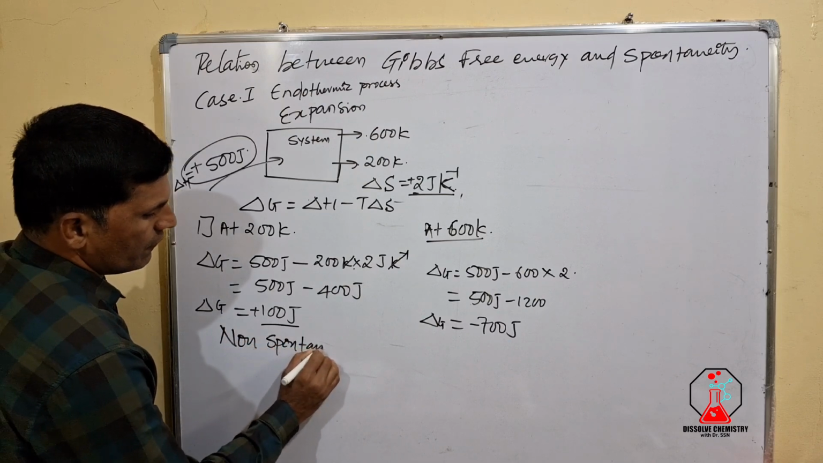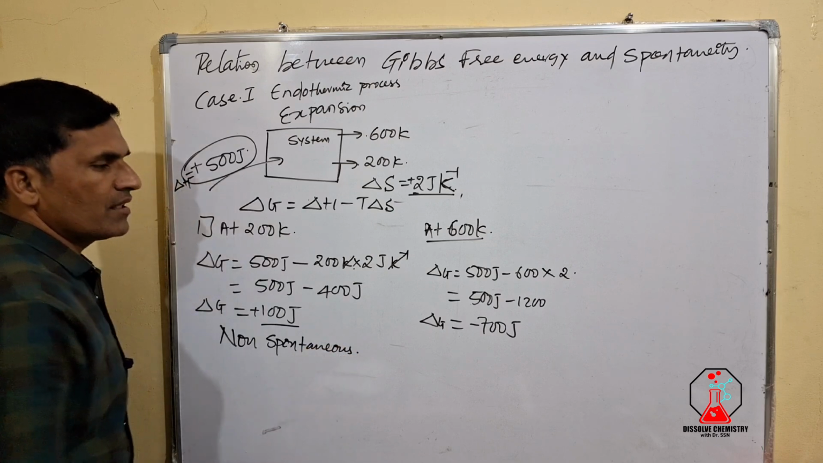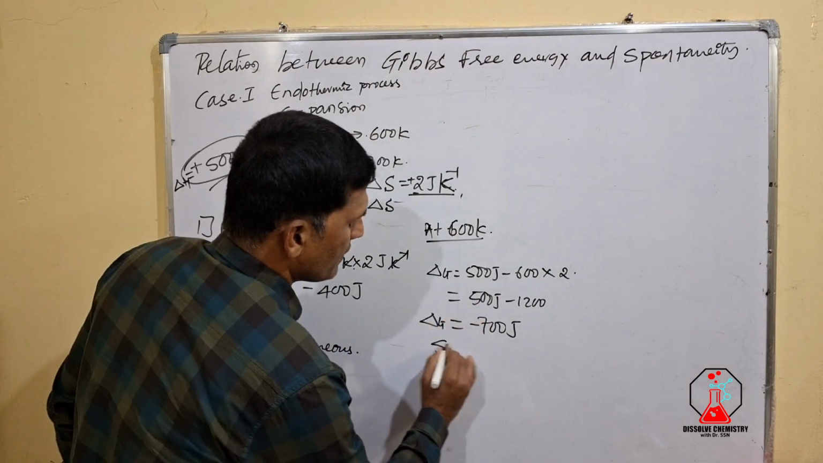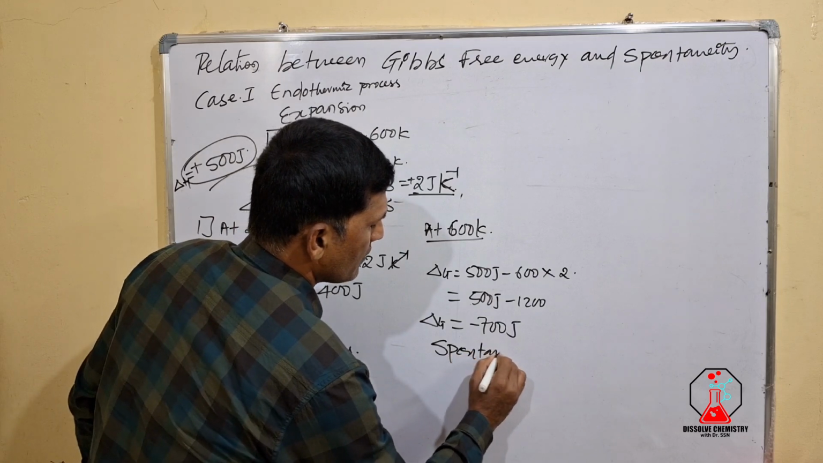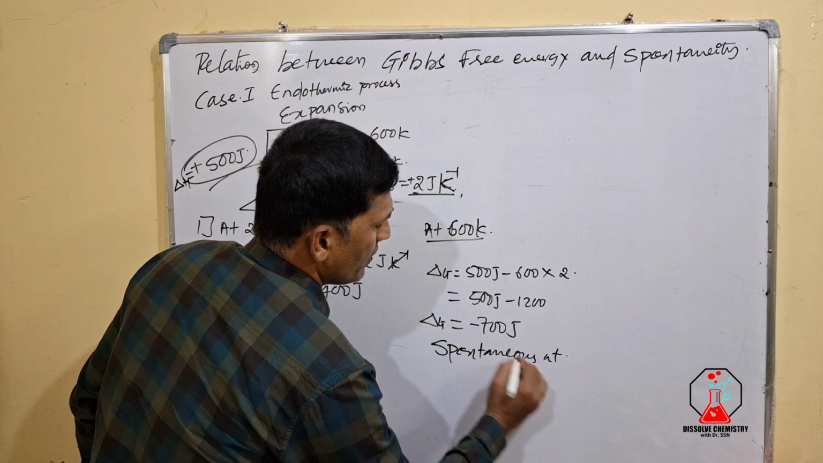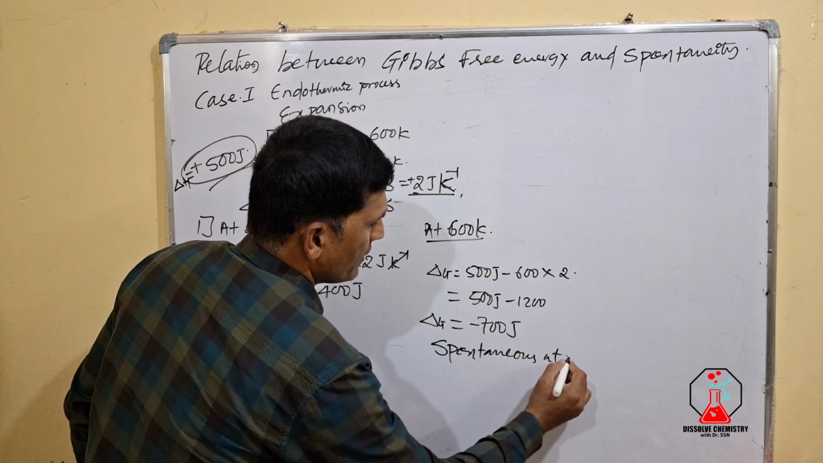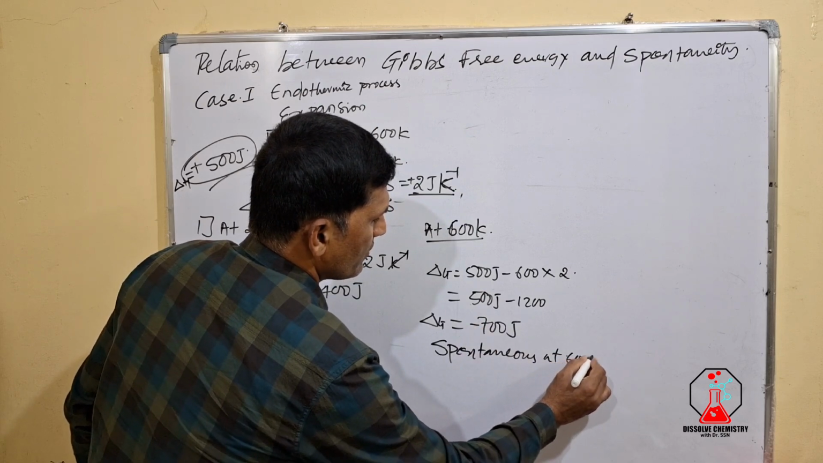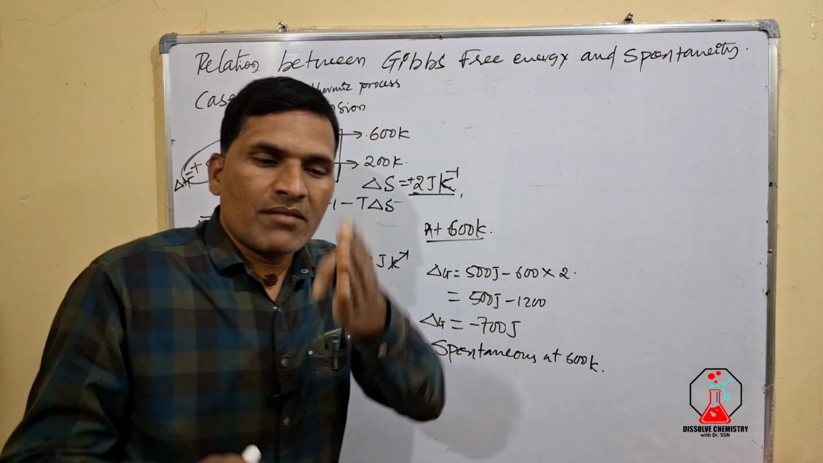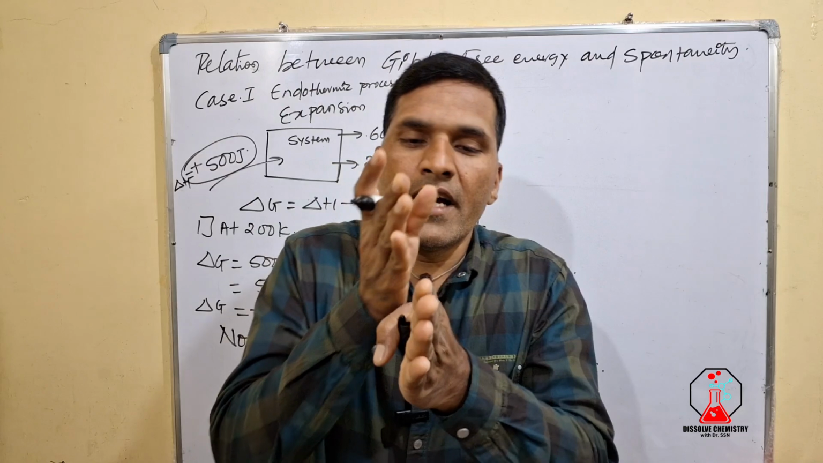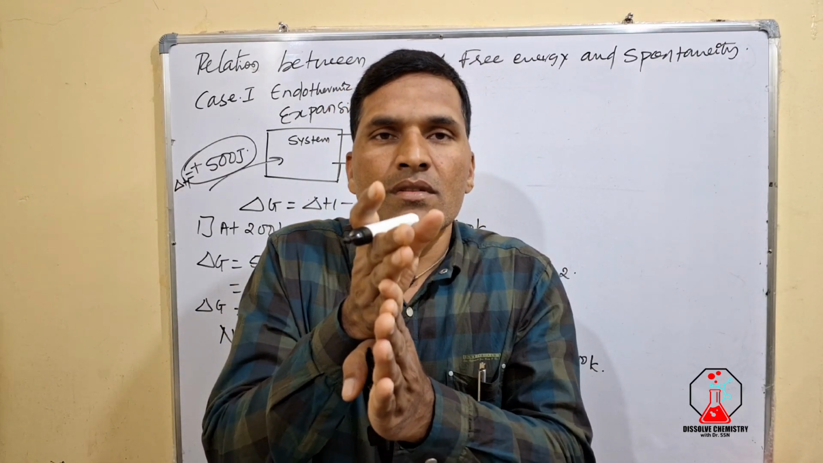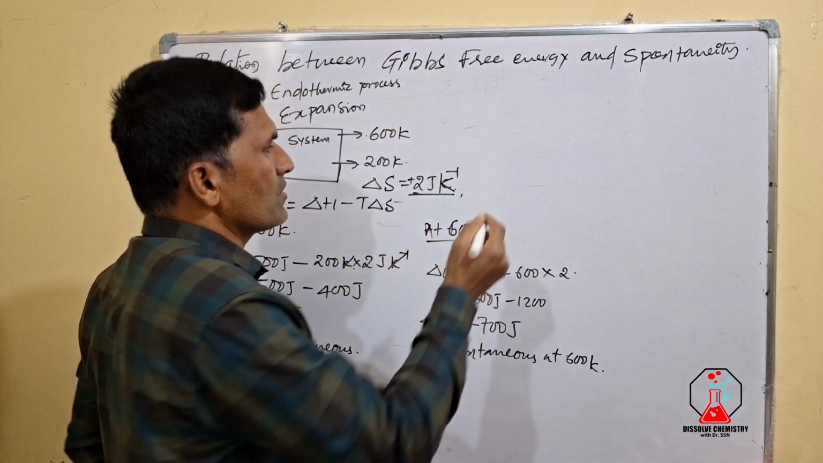when the temperature is 200 Kelvin. So therefore spontaneous at 600 Kelvin. Then which is the middle temperature? It means where the change in your Gibbs free energy is 0. So that we can calculate by the crossover temperature.